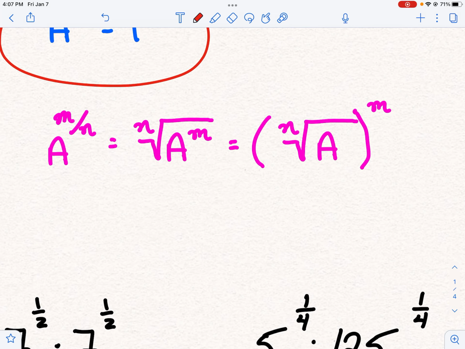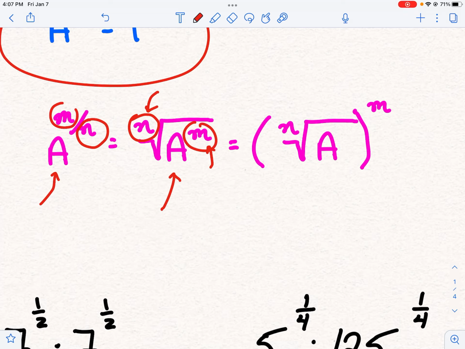What I would want you to see in this one is if you have something that has a base of A, that has an index of N, and it has a certain power, we can do one of two things. We could rewrite that as same base. Look how this N, the index, goes on the denominator of a fraction, and the power is the numerator. So that's kind of a fun little thing.